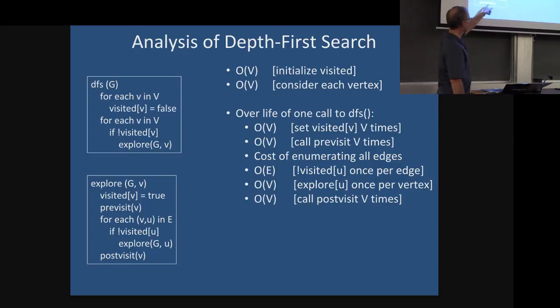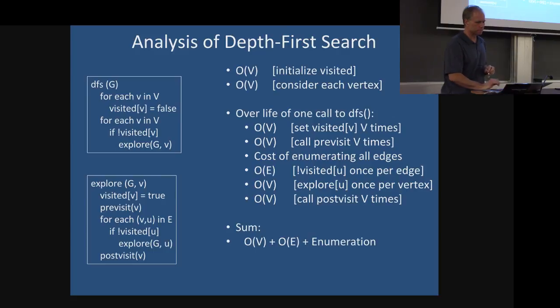And finally, we call post-visit V times, and we're assuming that's constant. So that's it. Some of the things we can account for explicitly just because they happened before that loop started up in DFS. The stuff that happens inside the loop and inside the explore method, we accounted for that by not asking how much does it cost each time. We ask how much does it cost over the entire life of the algorithm. So we just have to add it all up.